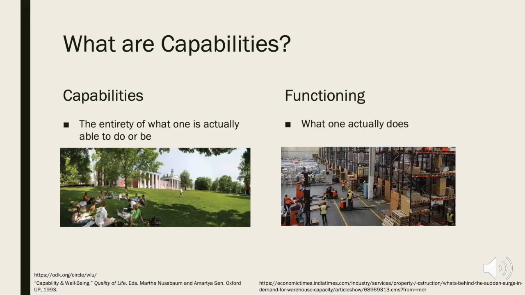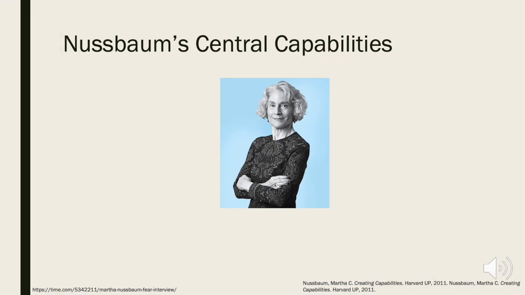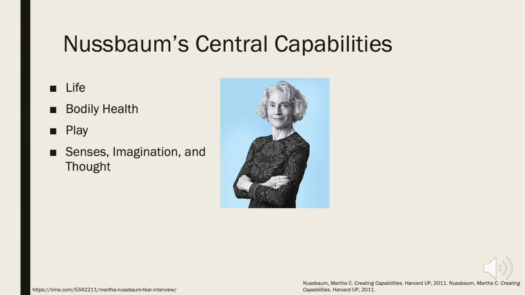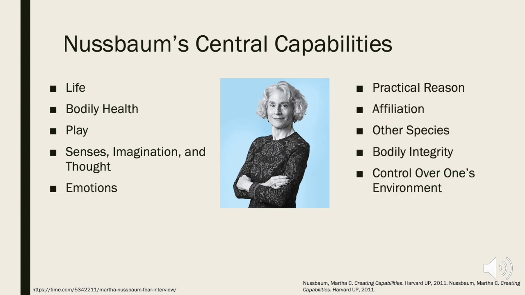What are capabilities? Capabilities are the entirety of what one is actually able to do or be, as opposed to functionings. Functionings are what one actually does. American philosopher and law professor Martha Nussbaum outlines 10 central capabilities. Life, the ability to live. Bodily health, the ability to be free of sickness and have adequate access to health care. Play, the ability to laugh and enjoy oneself. Senses, imagination, and thought, the ability to learn and cultivate one's education. The rest are emotions, practical reason, affiliation, other species, bodily integrity, and control over one's environment.